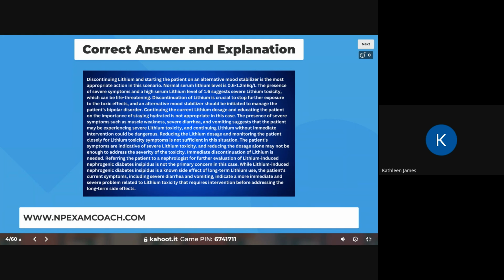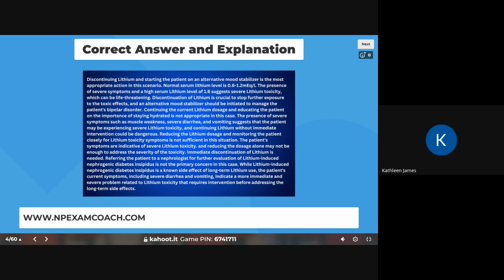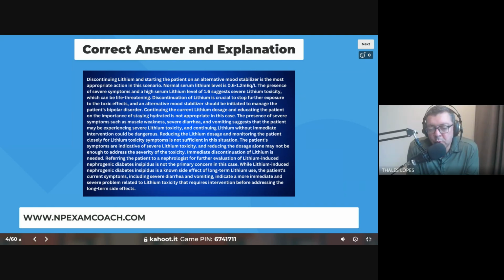Continue. Monitor. So you do not stop the medication. You monitor the patient. If the patient has no symptoms, you continue the medication. How about 1.4? Continue to monitor, right? How about 1.5?